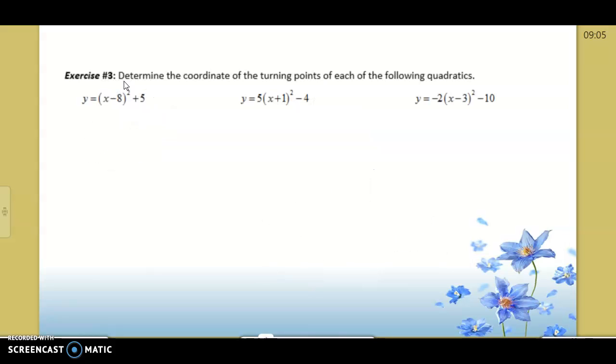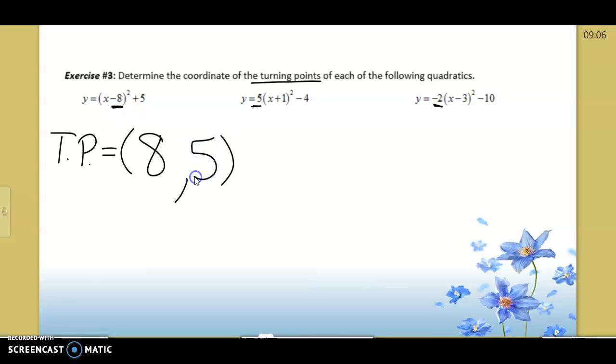For quadratics that are in vertex form, I would like you to name the turning point. Now there is a distractor here. This 5 and this -2 is just a distractor in terms of the turning point. You don't have to worry about those when you're trying to come up with these. So look at the first one. We've got (x minus 8) squared plus 5. Hopefully you're thinking +8 because it's the opposite of this, but the same as this one, +5. So your TP, your turning point, would be 8, 5.